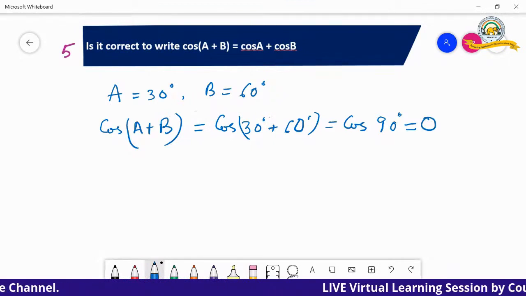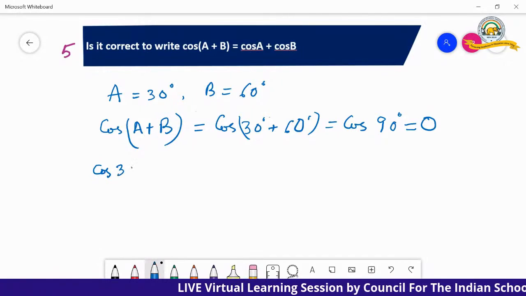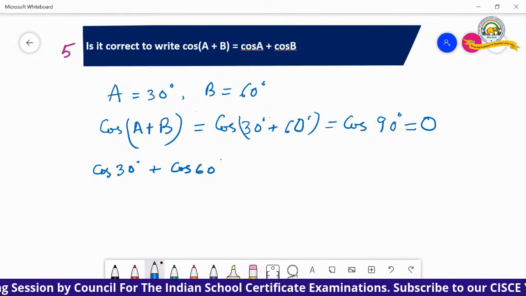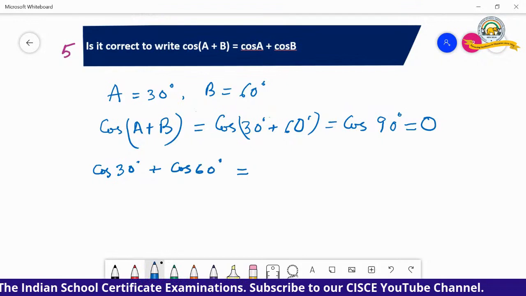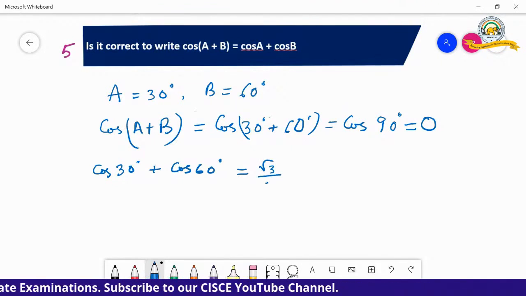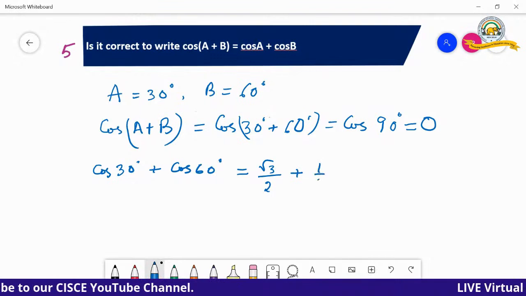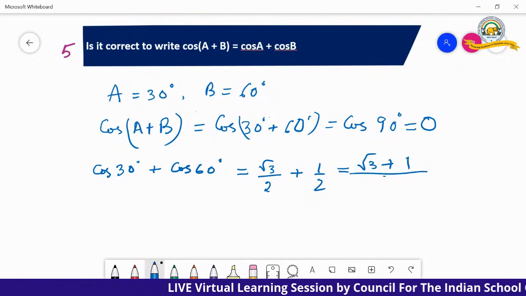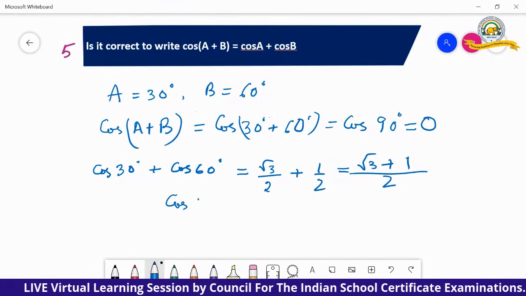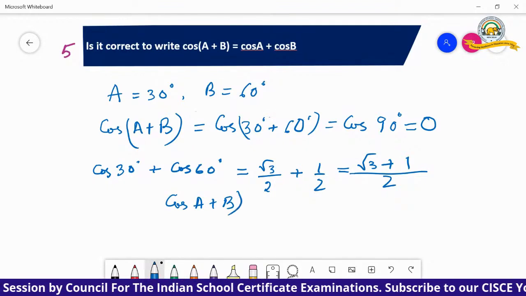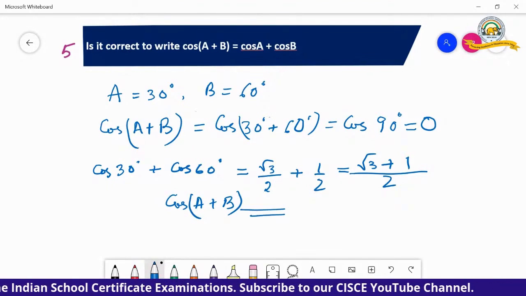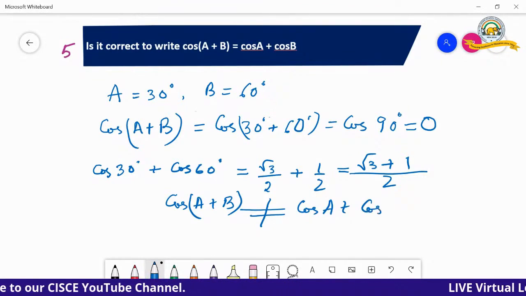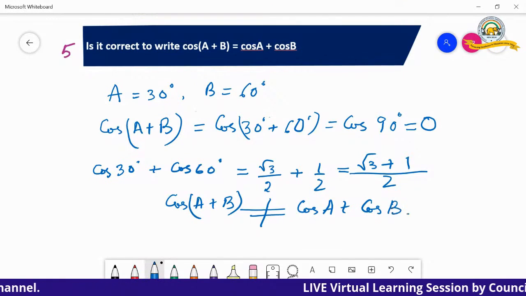Now let us see the right hand side. Cos of A, we have taken 30 degrees, plus cos of B, we have taken as 60 degrees. Cos 30, you know the value, that is equal to root 3 by 2, and cos 60 is half. So my result is coming to root 3 by 2 plus 1 by 2. So cos(A plus B), please note, is not equal to cos A plus cos B. So remember that, all of you.